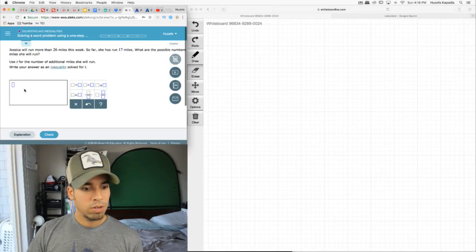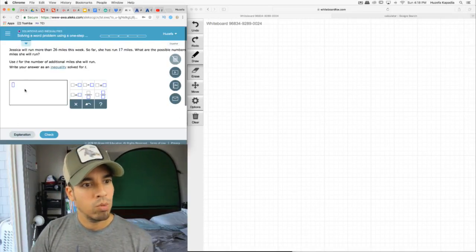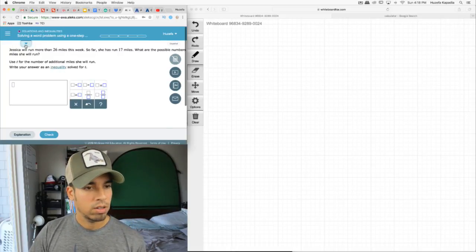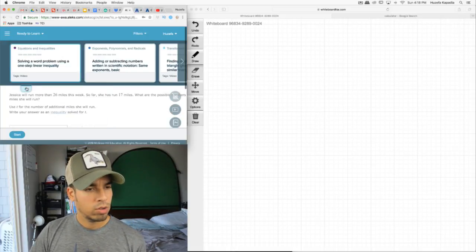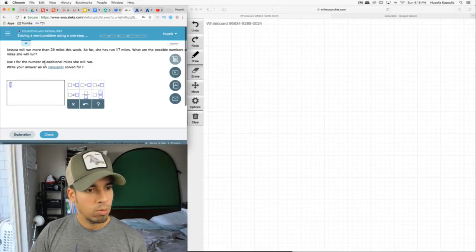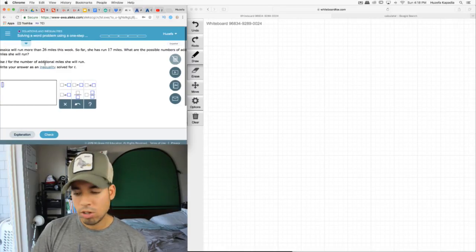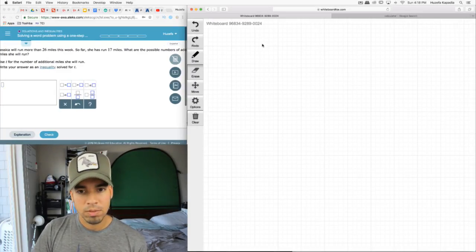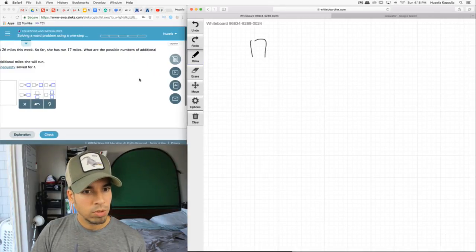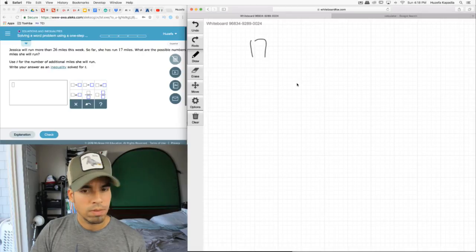Okay, this might be the last one for today. Here we go. Solving a word problem using a one-step linear inequality. Jessica will run more than 26 miles this week. So far, she has run 17 miles. What are the possible numbers of additional miles she will run?